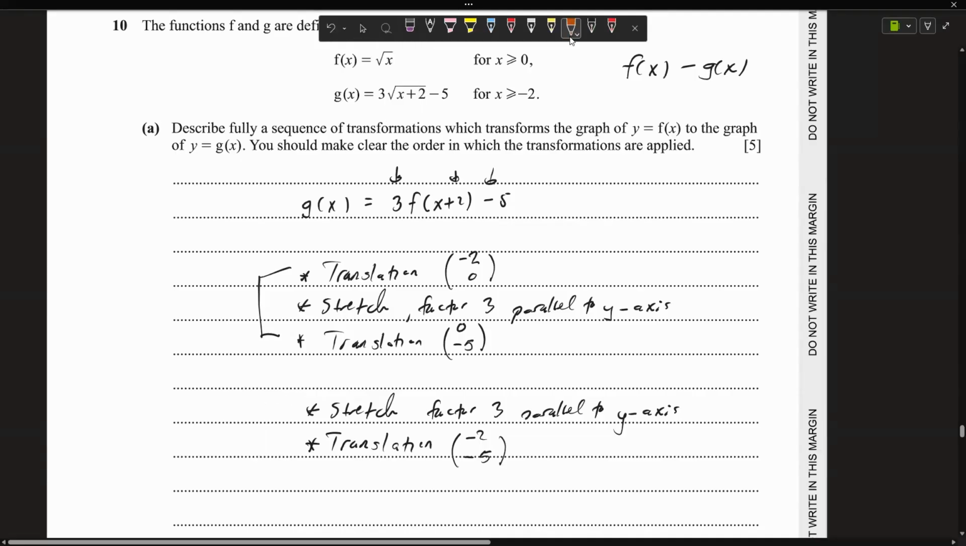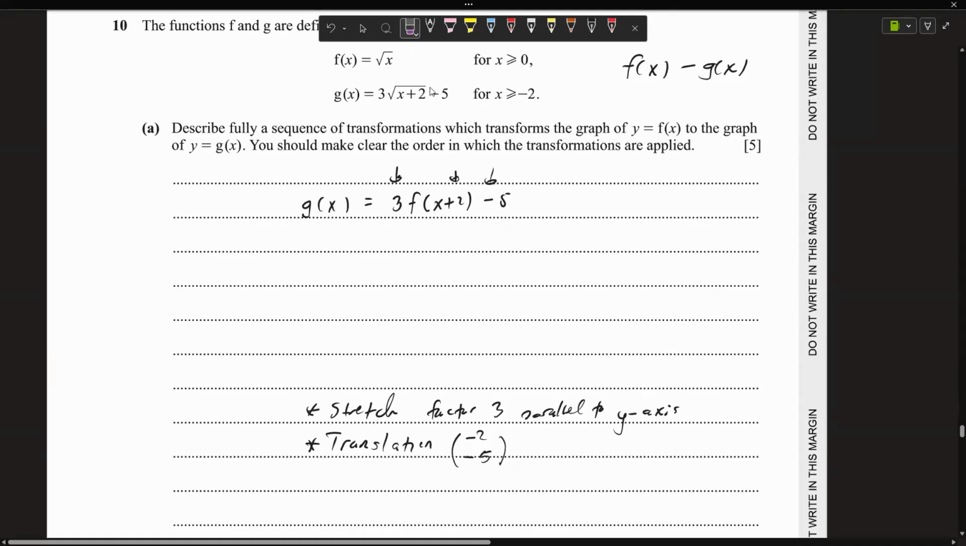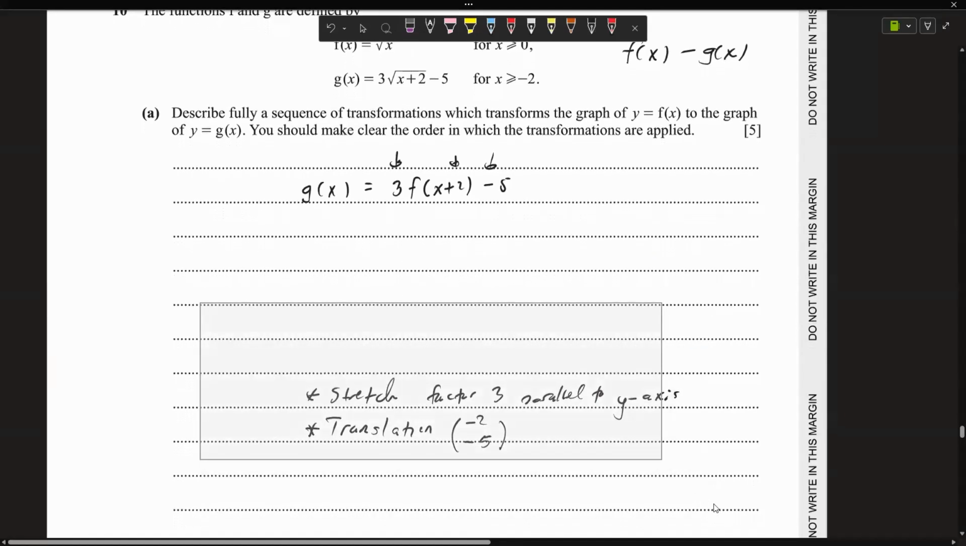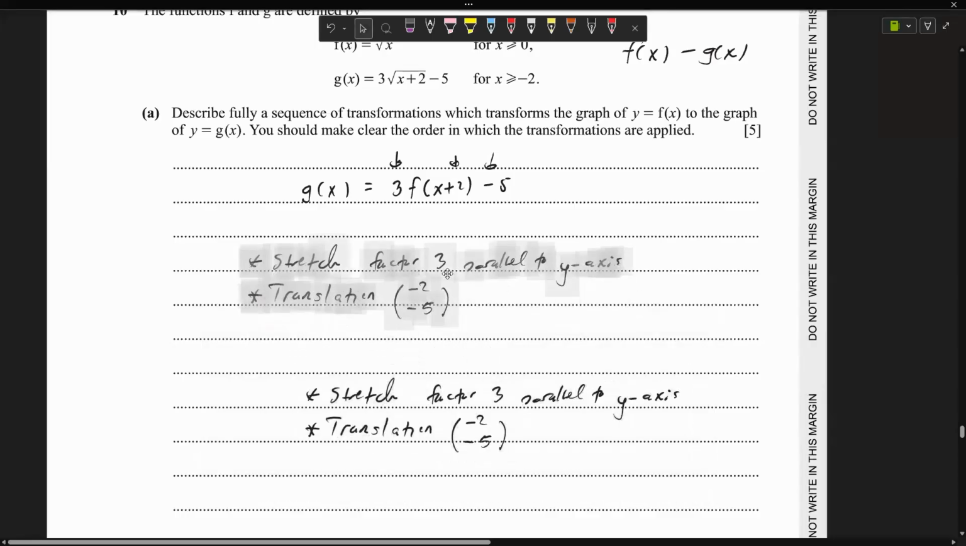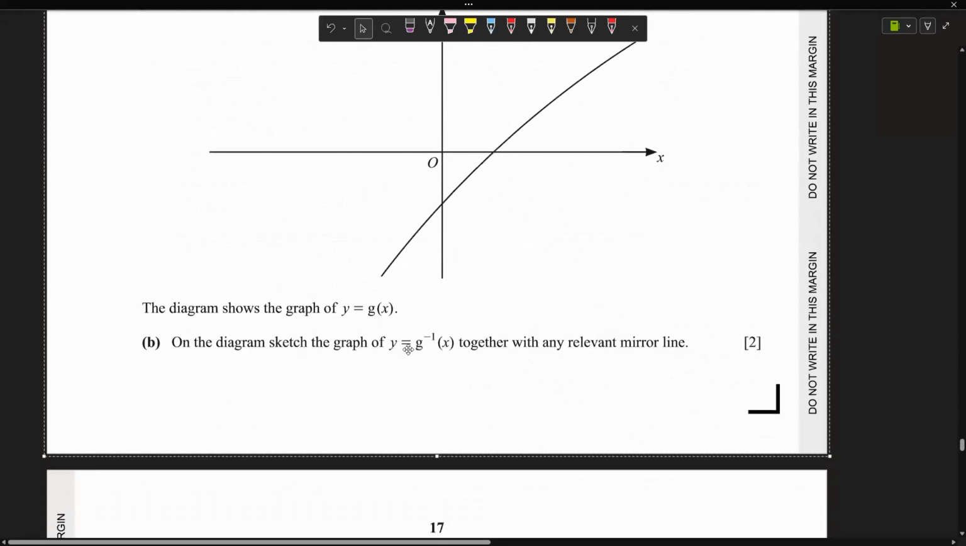So you can either put it this way, you can separate the translations, or you can write them as a single translation matrix. So let's just put it combined as being this. So it's a stretch of vector 3 parallel to the y-axis and translation of -2 and -5. Let's go to part B.